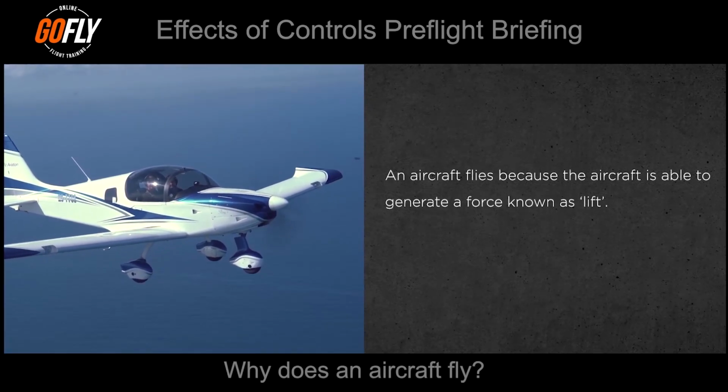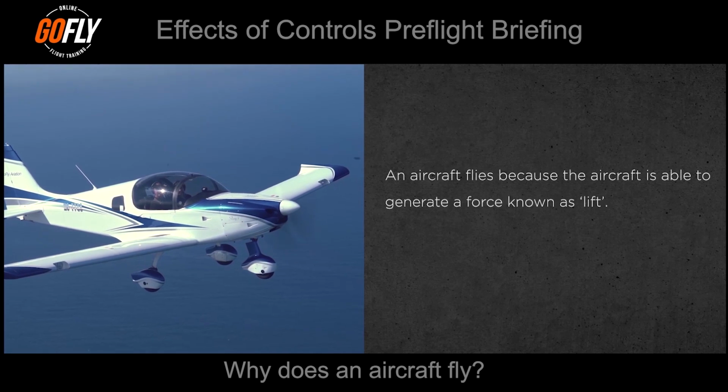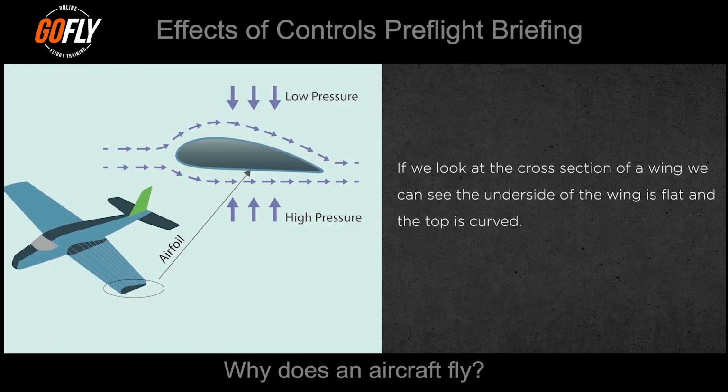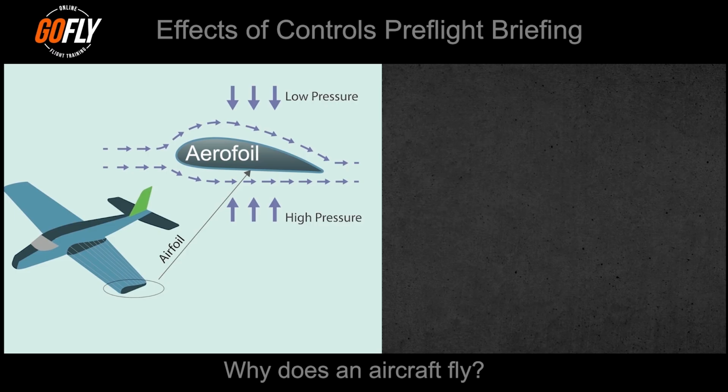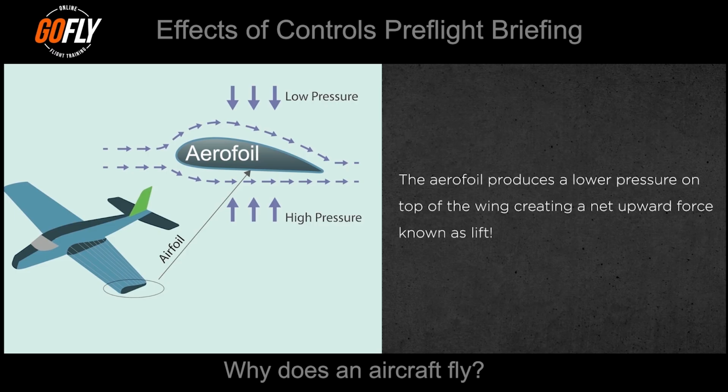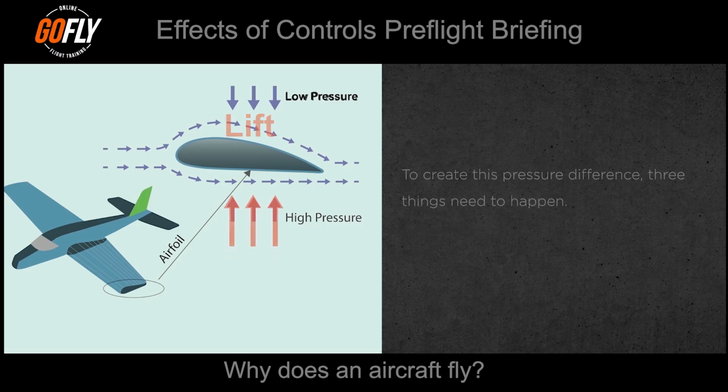An aircraft flies because the aircraft is able to generate a force known as lift. If we look at the cross-section of a wing, we can see the underside of the wing is flat and the top is curved. We call this cross-sectional shape of the wing an aerofoil. The aerofoil produces a lower pressure on the top of the wing, creating a net upward force known as lift.